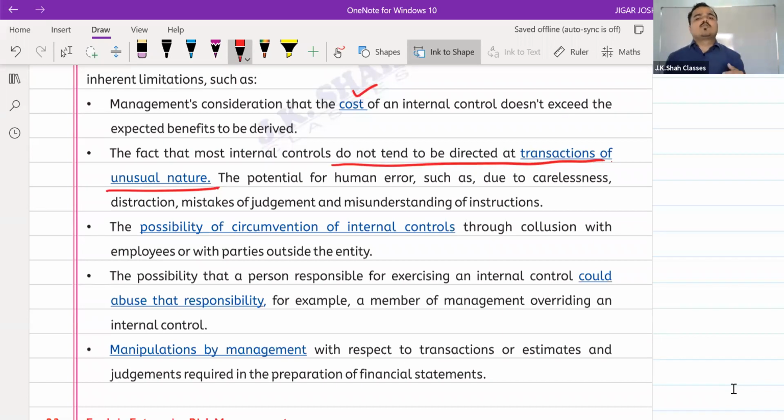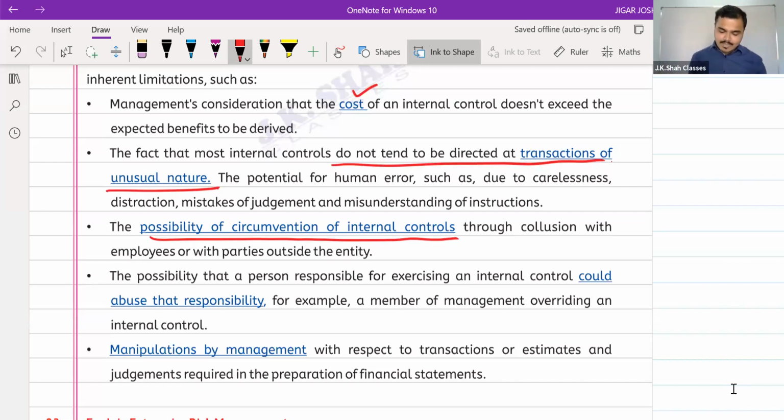Third one, sir, there could be a possibility that senior and junior become too good friends. Now the junior is making mistakes and the senior is not considering those mistakes at all. That is called, people, the possibility of circumvention of internal control. Understood? Yes, sir. Bypassing the rules and regulations, not following strict rules and regulations. Number one, cost. Number two, transactions of unusual nature. Number three, possibility of circumvention through collusion with employees.